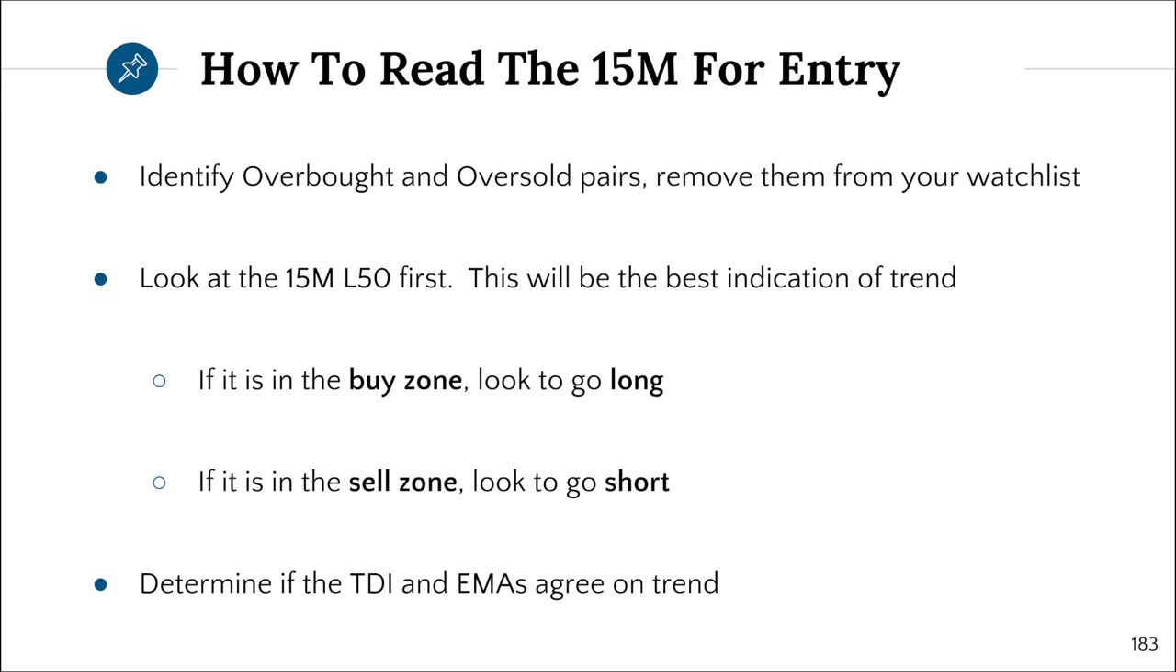Then we're going to say, okay, if the TDI is at, let's say, 40, meaning we're going to look to sell it, do the EMAs also tell us that we're going to sell it? Are the EMAs also pointing down? You want to determine if the TDI and EMAs agree on trend. And if they don't, personally, I take it off my list too. There's no reason for me to try to trade counter trend trades. I'm looking at potentially 25 to 30 currency pairs a day. There's no reason to try to finagle it and trade 4 of them, or even 3 of them.